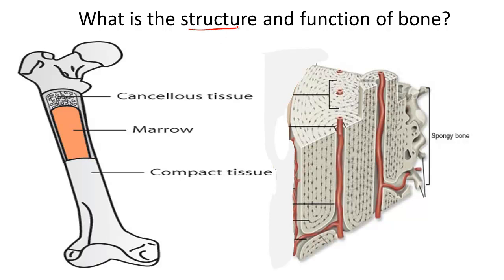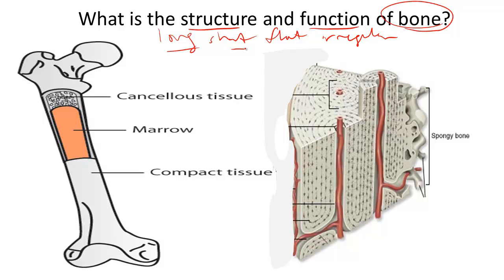What is the structure and function of bone? Well, there are many different types of bone. There's long bone, there's short bone, there's flat bone, and there's irregular bone. All structured somewhat similarly. All contain a dense outer layer called compact bone or tissue for strength and protection.